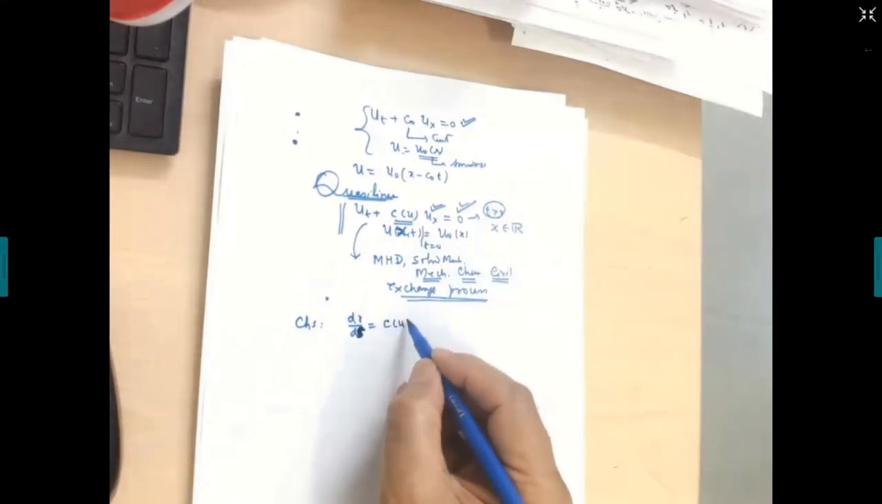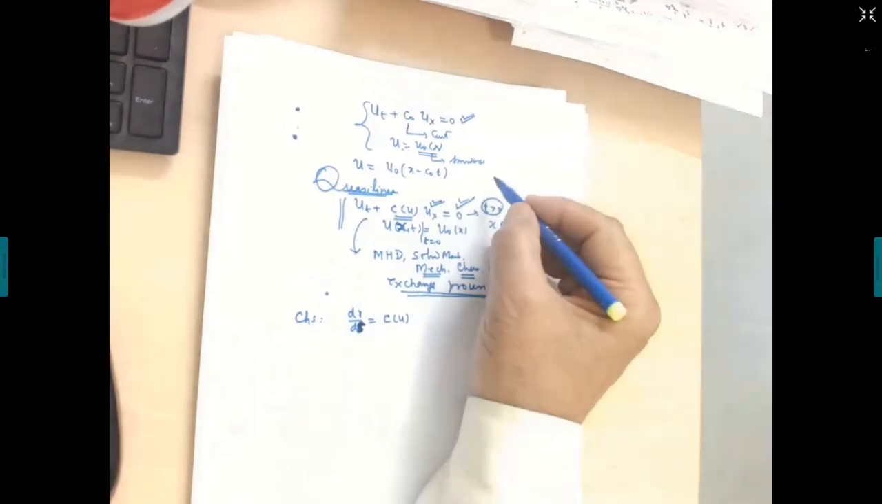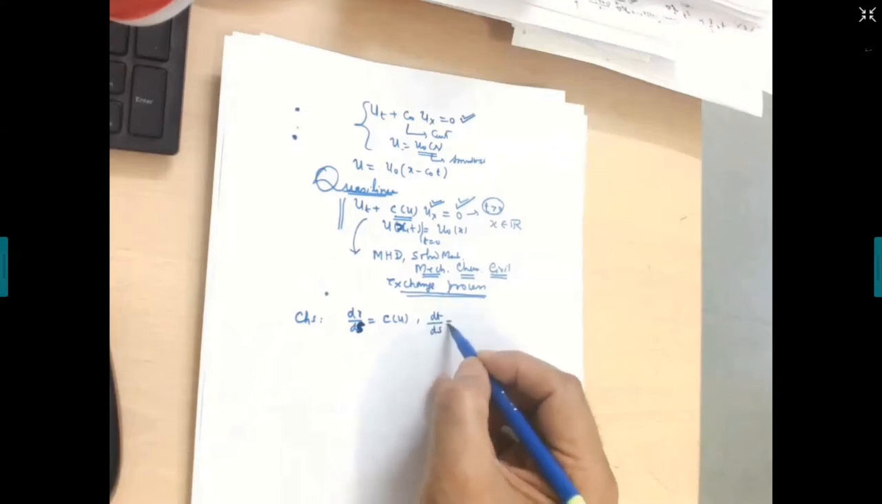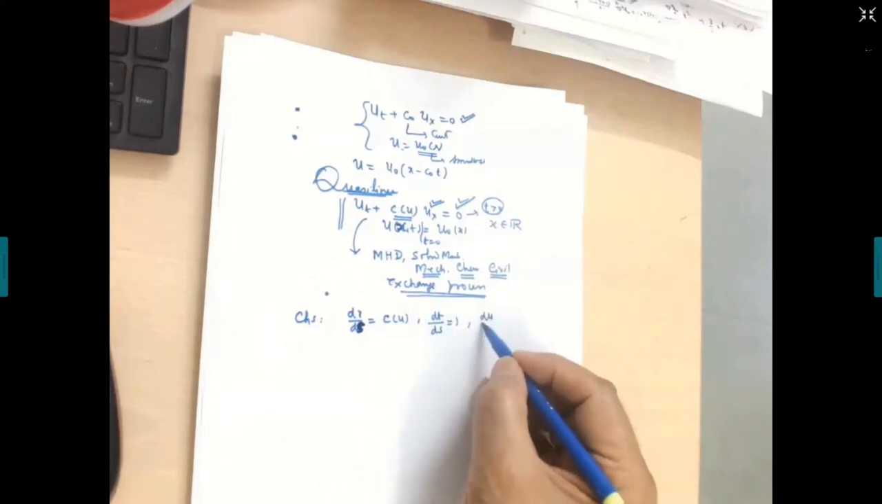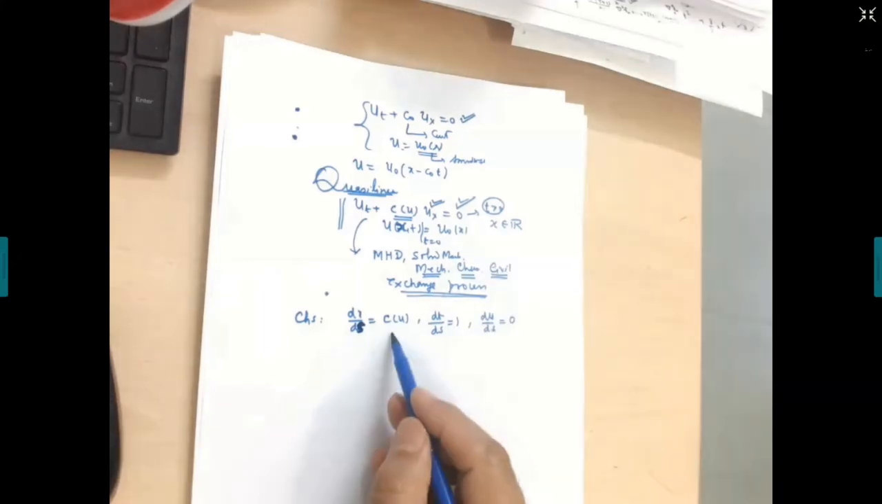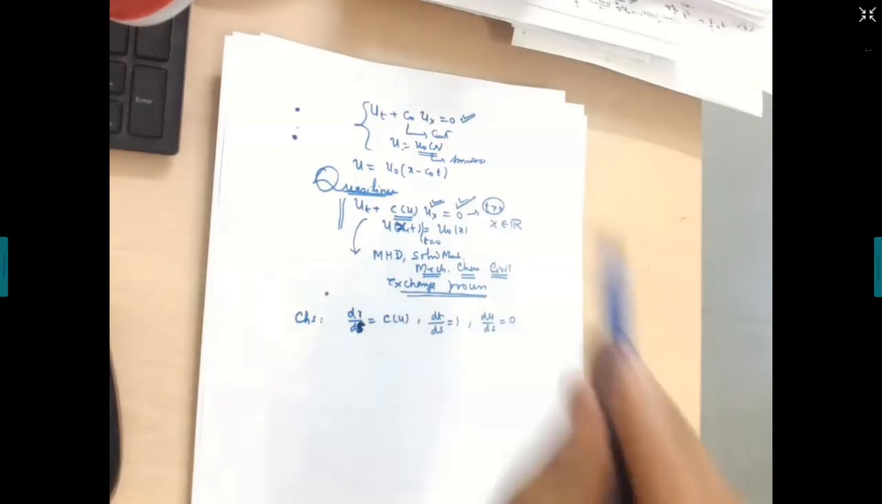Is it okay? Yes, sir. dx/ds is c of u, and what is dt/ds? One. Very nice. And du/ds? Zero. Very good.